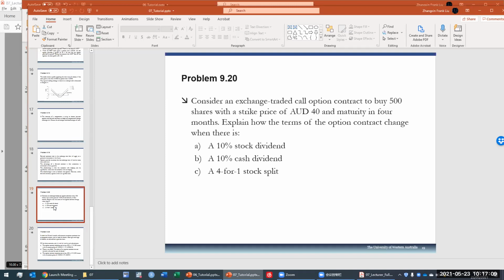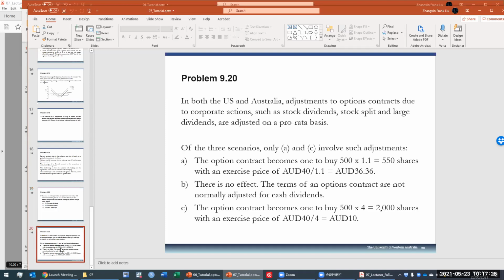In this case, because you get paid extra stocks, there are going to be a lot more shares outstanding, which means the strike price has to be adjusted downwards, and the number of shares will be adjusted upwards. But exactly how much? Just remember that the product has to be the same again. I am 10% more, so I will be buying 10% more shares at a 10% lower price, such that 550 times 36.36 still yields 20,000. It's the same product.